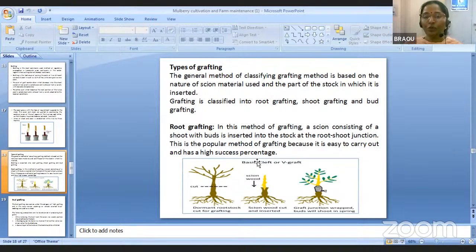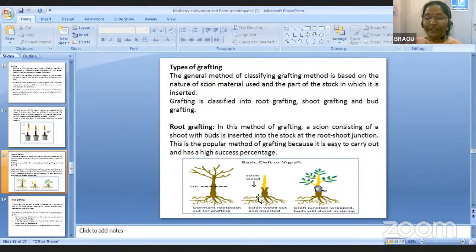So coming to the root grafting method. Here the scion consists of shoots. As you can see, it's a shoot with buds, which is inserted into the stalk. Here you cut off the branch, and this becomes the stalk. And you get another scion, which is your preferred type of character, the one you can see in yellow color.